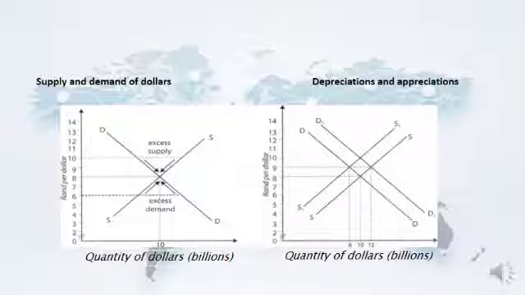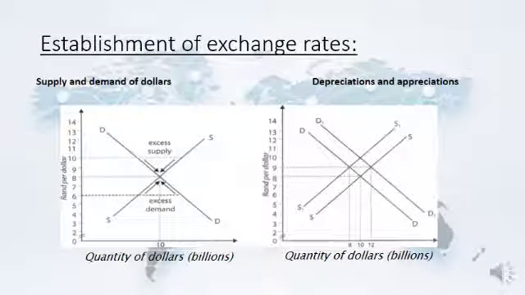So let's say at a price of 6 rand per dollar, there's going to be excess demand. There will be too much demand for the dollar and not enough supply. That means the price will tend to increase. If we look at a price of 10 rand per dollar, there's going to be excess suppliers. They're going to want to sell all their dollars, and that excess supply will drive the price down again to your equilibrium rate. So it's as simple as that to establish the exchange rate. It's the action of supply and demand.